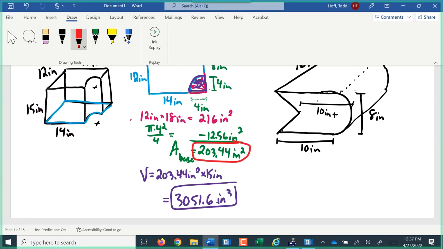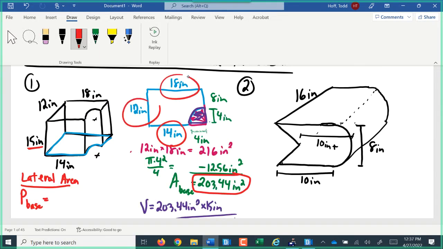For surface area, we're going to have 2 of those, but let's find that lateral area. That's the surfaces that connect the base. What 2 things do we need to know for lateral area? Well, we need to know the height, which we have, that's the 15. And we need to know the perimeter of the base. So for the perimeter, we've got, if we look here, 14, 12, 18, and 8.